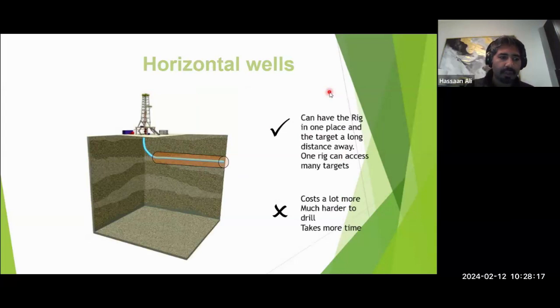The shale revolution that happened in the US was primarily because of our ability to drill horizontal wells. As I mentioned, you have a rig at one place. It will move slightly if you have to tap different horizontal reservoirs, but it will not have to move a much greater distance. This is what we call pad drilling: it will move by 10 meters or 5 meters and drill another well, then another 10 meters, drill another well, or 20 meters, drill another well. That way, one rig can access many targets rather than having multiple rigs on site.